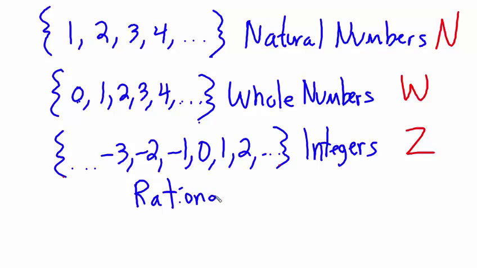So set number 4 is the rational numbers. And they use Q, R will be used later, but they use Q to represent rational numbers because Q is for quotient, and any rational number can be written as a quotient or a fraction of 2 integers.